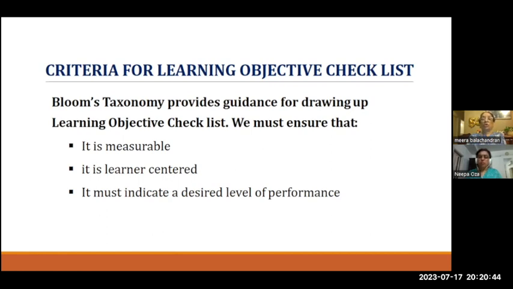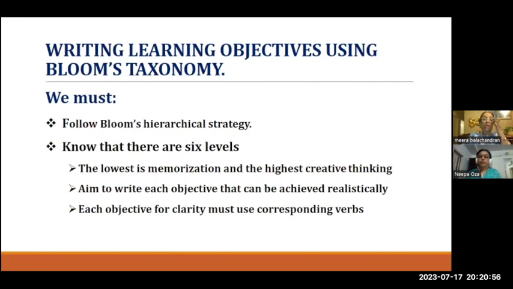So Bloom's taxonomy helps you draw up learning objectives, ensuring they are measurable, learner-centered, and help you achieve a desired level of performance. Now, what are the hierarchical levels? There are 6 levels, as we've already said. The lowest is memorization, remembering, and the highest is creative thinking. So when we write each objective, we have to write it very carefully and see that it can be achieved.